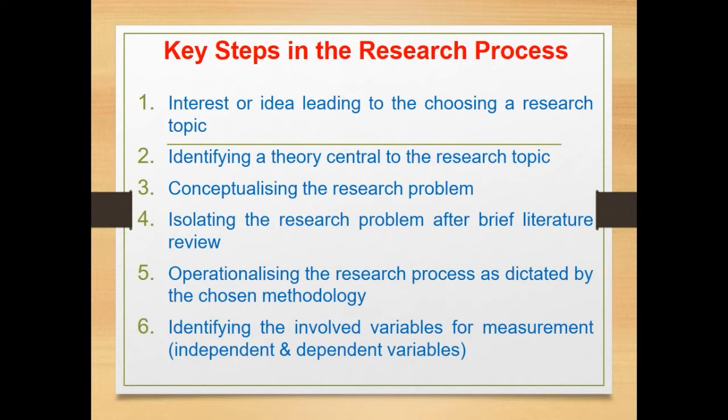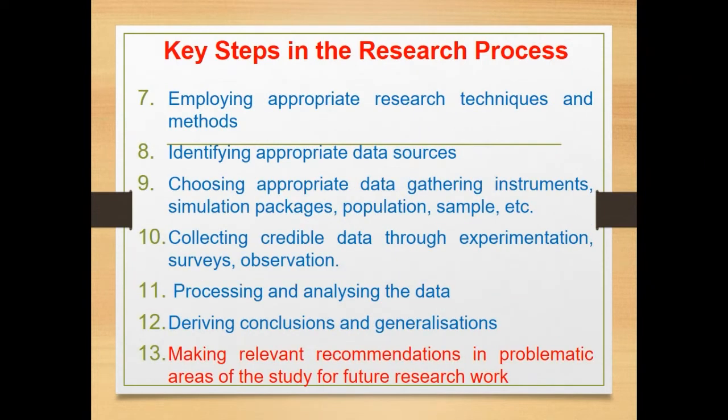Which ones are independent and how do they relate to the dependent variable? A dependent variable is always the outcome that you intend to achieve in your study. And then the independent variables are usually the factors or effects that influence the output that you're looking at. Then, of course, there's employing appropriate research techniques, identifying appropriate data sources.